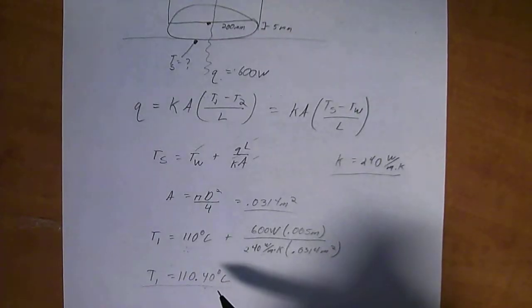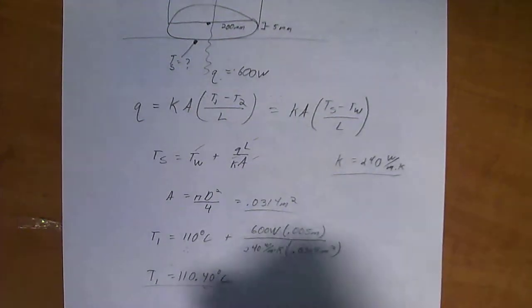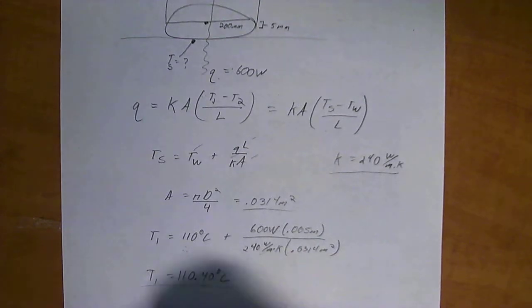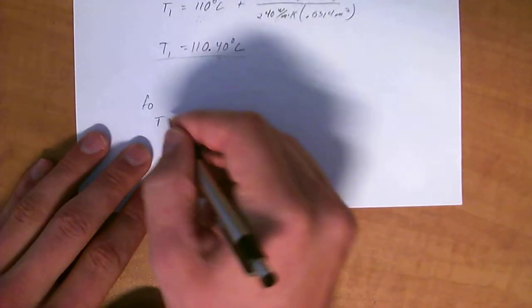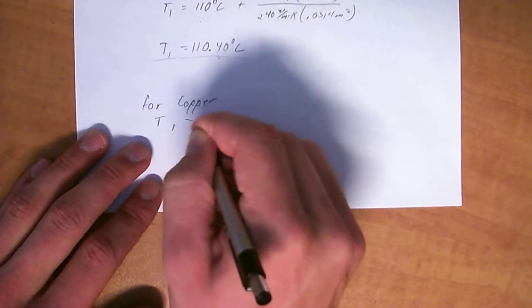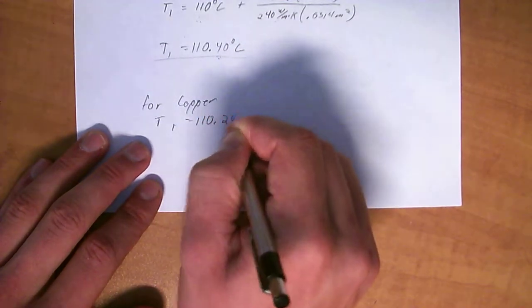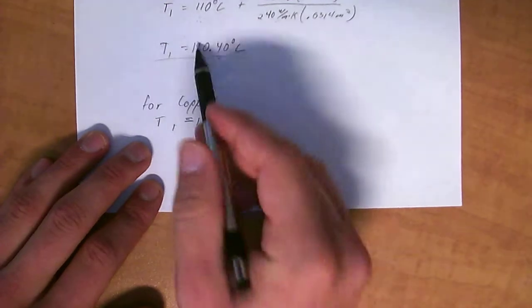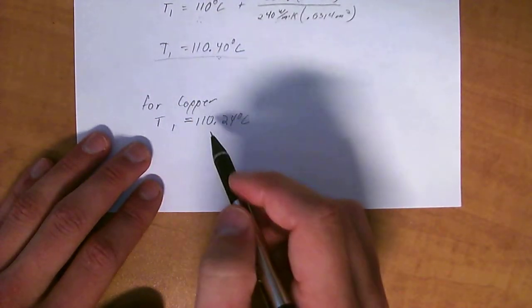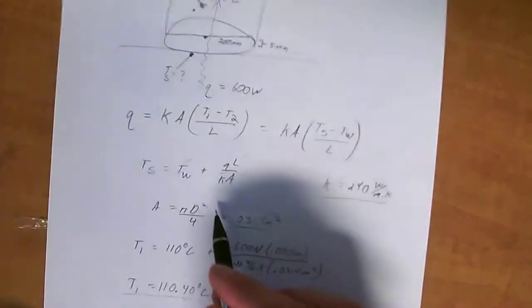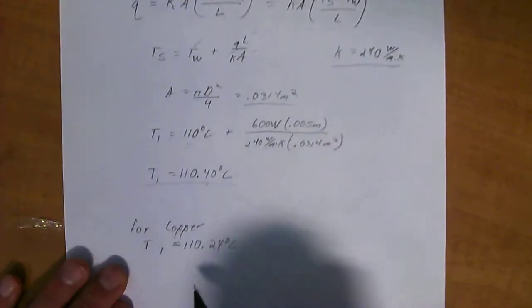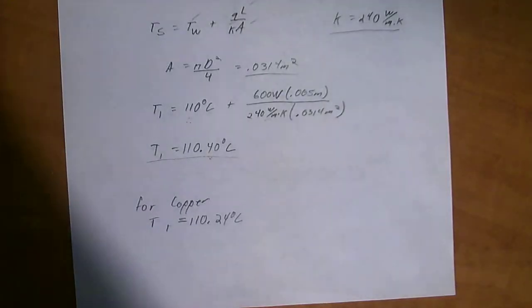And if you happen to do the copper here, I'll just give you the answer for that one. For the copper, T1 is equal to 110.24 degrees C. So a little bit less than the aluminum, which you can expect because copper is actually a better conductor than aluminum. But that's how you do it. You just go ahead and take the standard heat rate equation and you rearrange it to get T1 and you solve it. So, bing, bang, boom.